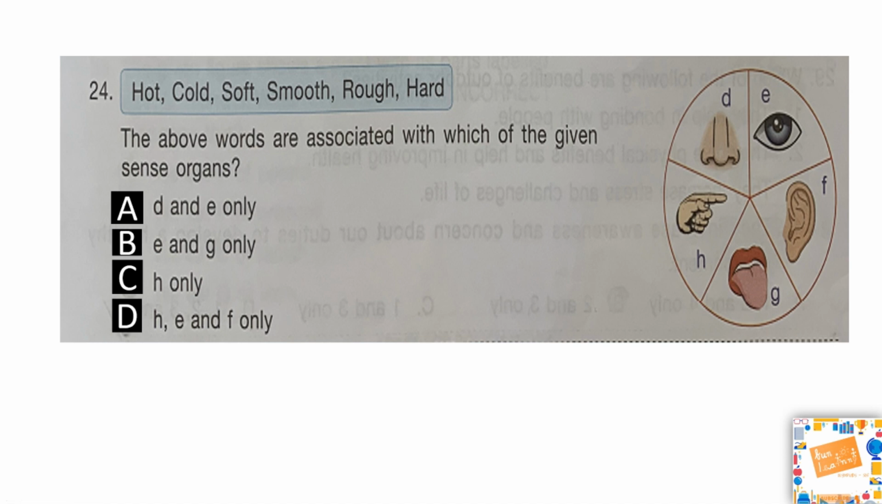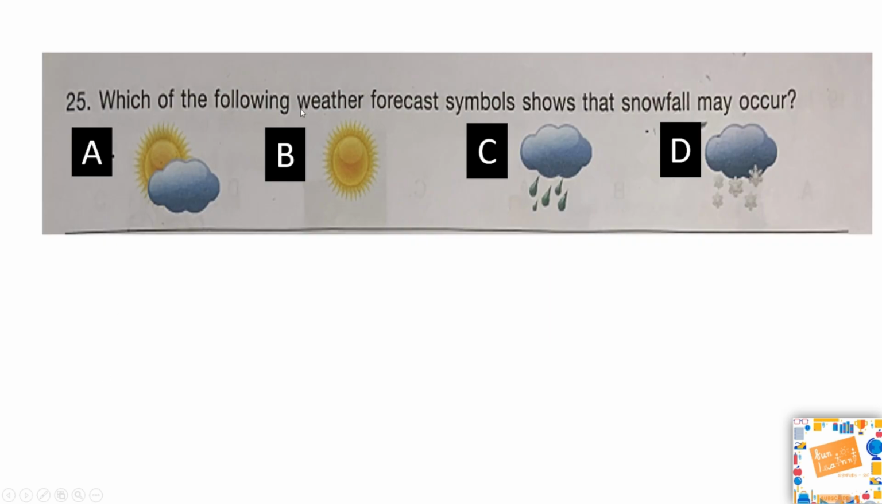Well, this would be an easy one. So the correct answer is option C, H only. That is by touching he can identify these. Next question. Which of the following weather forecast symbols shows that snowfall may occur? Look at these pictures. Is it A, B, C or D? Well, I hope you have your answer correctly chosen. Answer to this is option D, which shows snowflakes falling, which would be followed by snowfall.